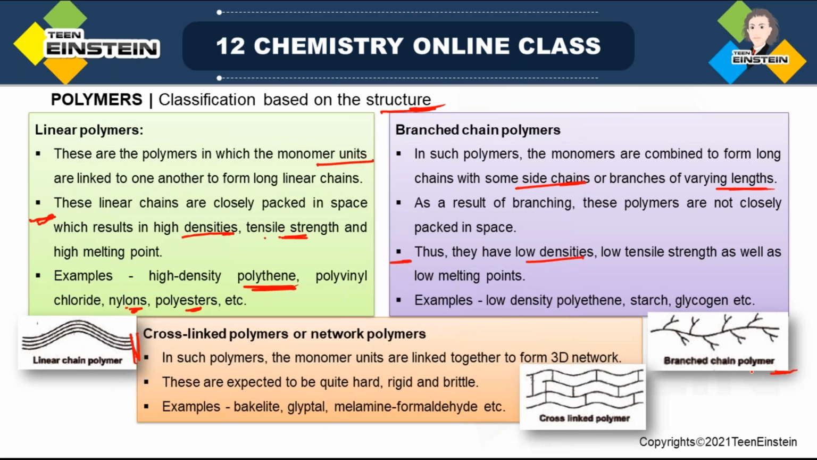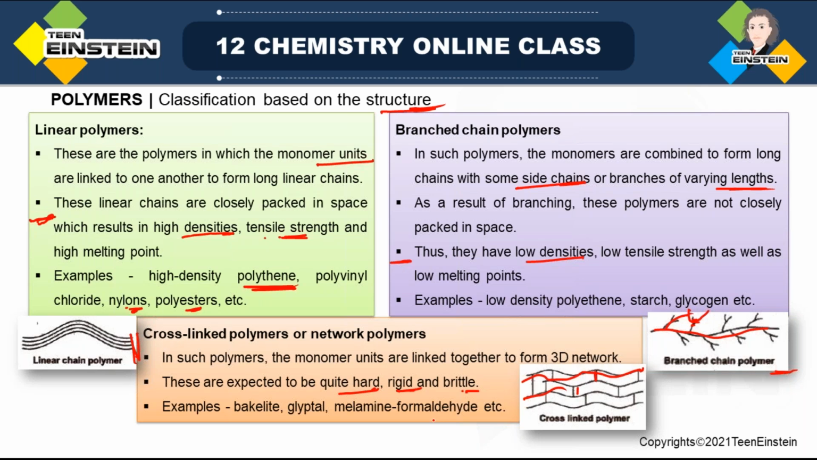Cross-linked, it can also be called network. In this type of polymer, the monomer units are linked together and it will form a three-dimensional network. Don't be confused with the other one, that is branch chain. These two are not the same. In branch chain, in each chain there is some branching. But now what is happening? You have, as if these are linear polymers, but one polymer is connected to another by some linkage. That is why it is cross-linked. Because of this cross-link, a three-dimensional network generation is possible. Expected to be quite hard, rigid, and brittle.